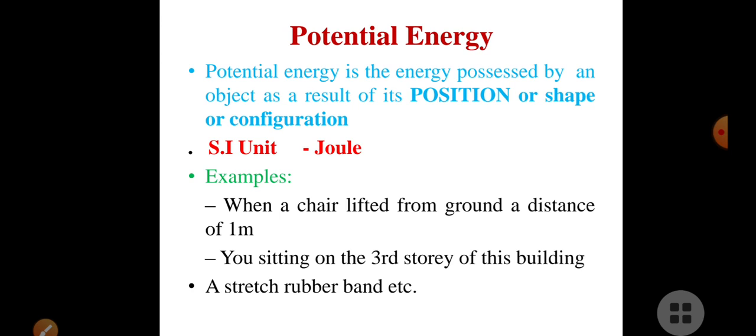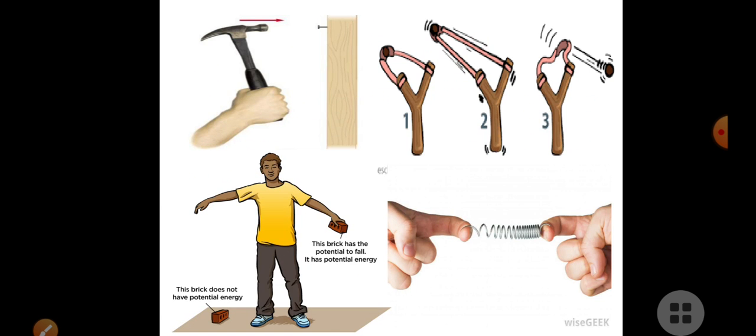A stretched rubber band, a compressed or stretched spring, an inflated balloon. There are so many examples which contain potential energy. So let us see with the help of these pictures. In picture number 1, you can see a person has raised a hammer. The same example we discussed in kinetic energy also. So how does this hammer work?